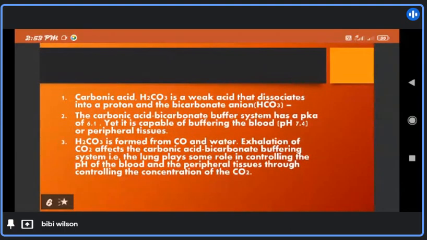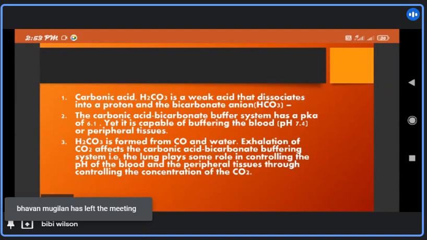Carbonic acid is a weak acid that dissociates into a proton and the bicarbonate anion. This carbonic acid bicarbonate buffer system has a pKa of 6.1, yet it is capable of buffering the blood and peripheral tissues. The blood pH is 7.4. Next, H2CO3 is formed from CO2 and H2O. Exhalation of carbon dioxide affects the carbonic acid bicarbonate buffering system. That is, the lung plays a role in controlling the pH of the blood and the peripheral tissues through controlling the concentration of carbon dioxide.